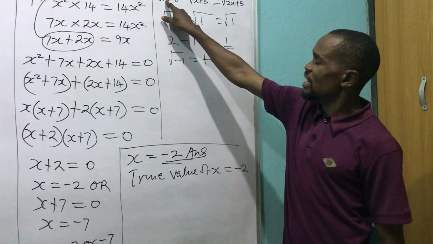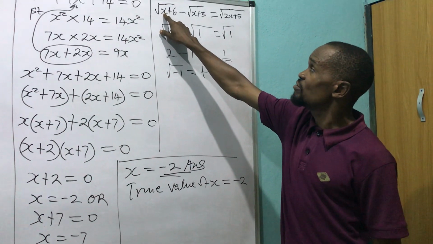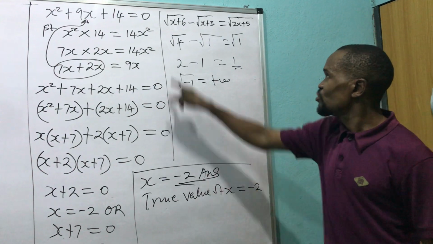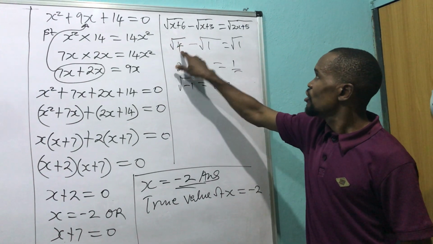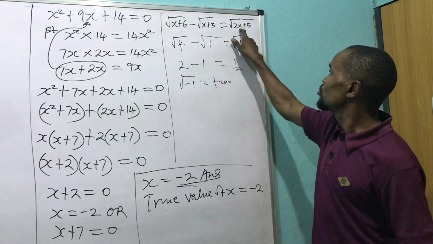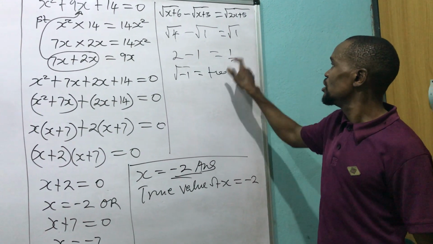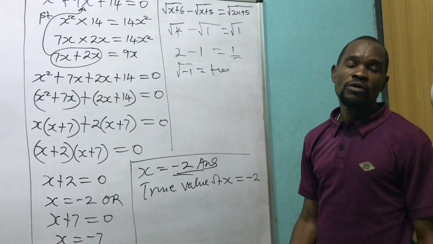If you put minus 7 here, it will be minus 7 plus 6 will give me minus 1. Automatically, this will blow off. Then when you put minus 2, it gives you 4. You put minus 2, it gives you 1. Put minus 2, it gives you 1. And this gives you 2 minus 1, this gives you equal.